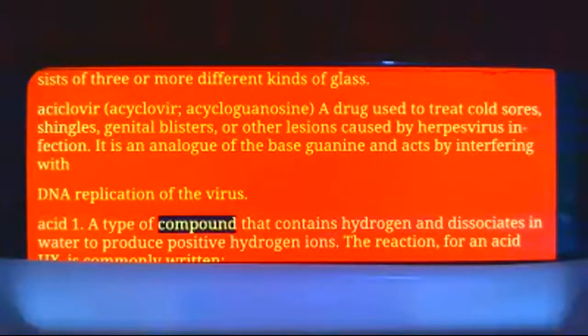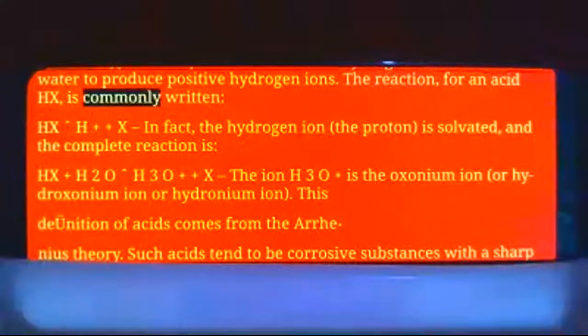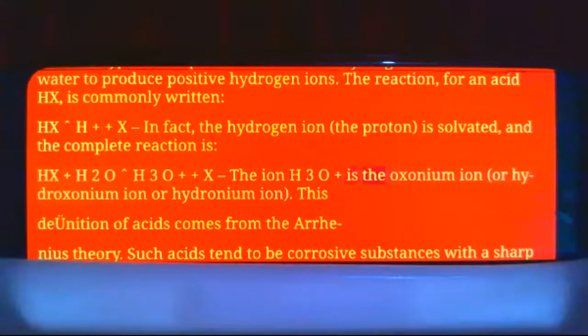Acid, a type of compound that contains hydrogen and dissociates in water to produce positive hydrogen ions. The reaction for an acid HX is commonly written HX ⇌ H+ + X-. In fact, the hydrogen ion, the proton, is solvated and the complete reaction is HX + H2O ⇌ H3O+ + X-, the ion H3O+ being the oxonium ion, hydroxonium ion, or hydronium ion.